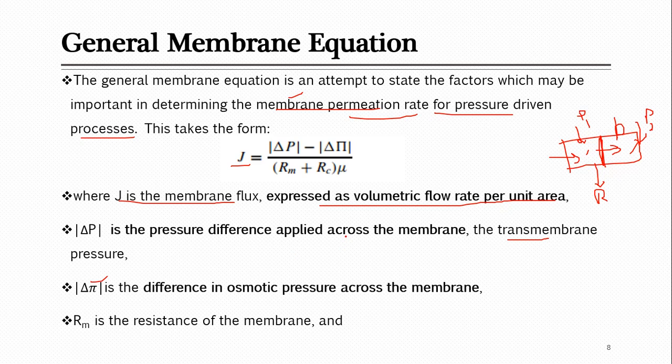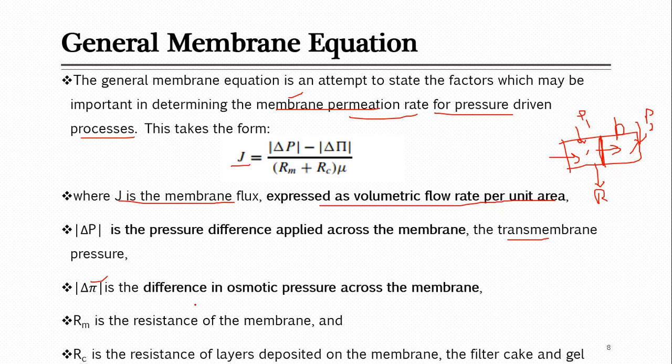This Rm is called the resistance of the membrane for that solute or solvent to pass through, or any solute which is passing through the membrane, depending on its application, any gas or any liquid. So how much the membrane is resisting this. Hopefully we will discuss this terminology, membrane resistance, in the next lecture.